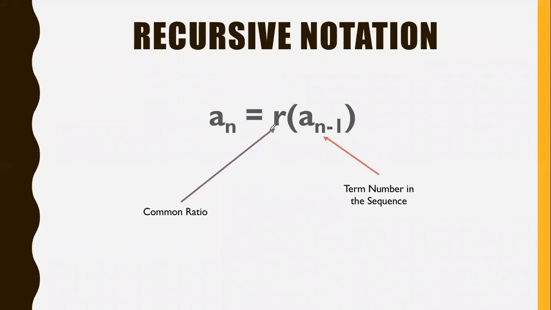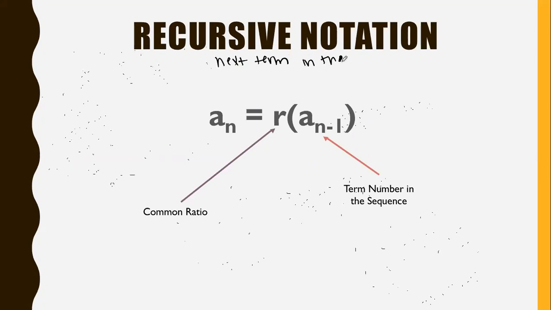Okay, so we're going to learn the two different things as we did last class. So the first one was recursive notation. Remember, so if I'm writing notes right now, I would write recursive notation. We use recursive notation to find the next term in the sequence.